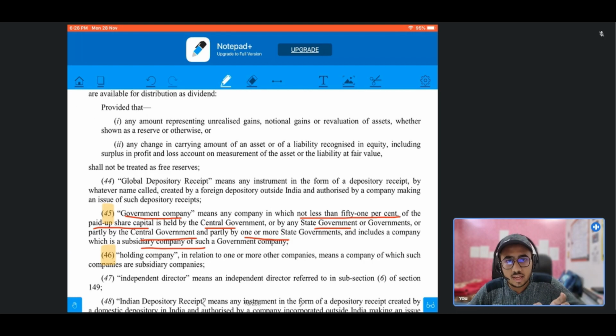So basically, it is saying that if in that company 51% or more of the paid up share capital is held by the central government or state government, or jointly by both the central government and state government, then such company will be called the government company. And also, if any company is a subsidiary of such a government company, then such subsidiary company will also be called a government company.